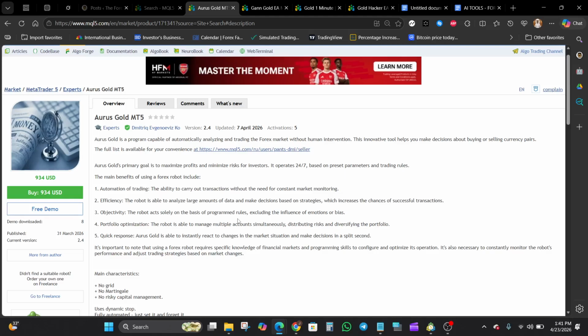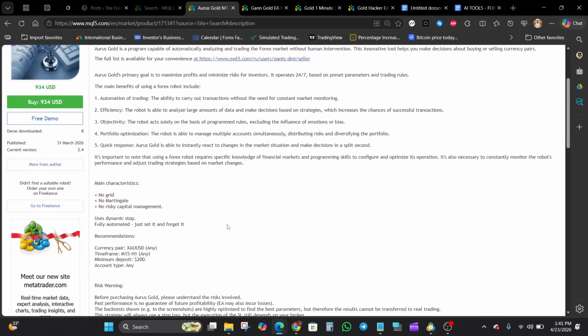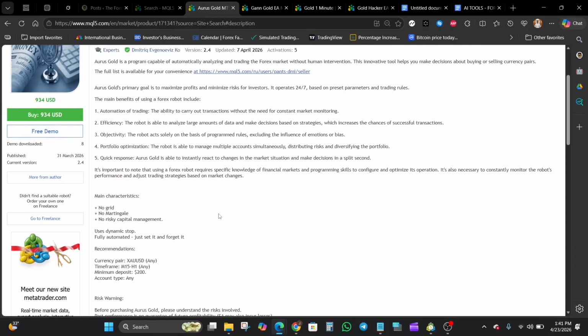Instead, it uses a dynamic stop loss. This is interesting because a dynamic stop loss is not fixed. All right, it adjusts based on market conditions. So in a trending environment, it can allow trades to breathe, while in more volatile conditions, it tightens risk exposure. The advantage here is adaptability, but the limitation is that dynamic stops depend heavily on how well the algorithm interprets volatility. If it misjudges that, you could either get stopped out too early or hold trades longer than necessary.